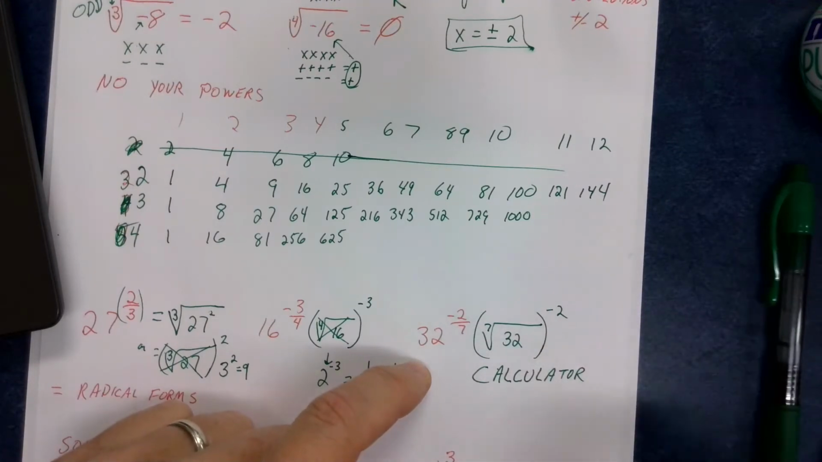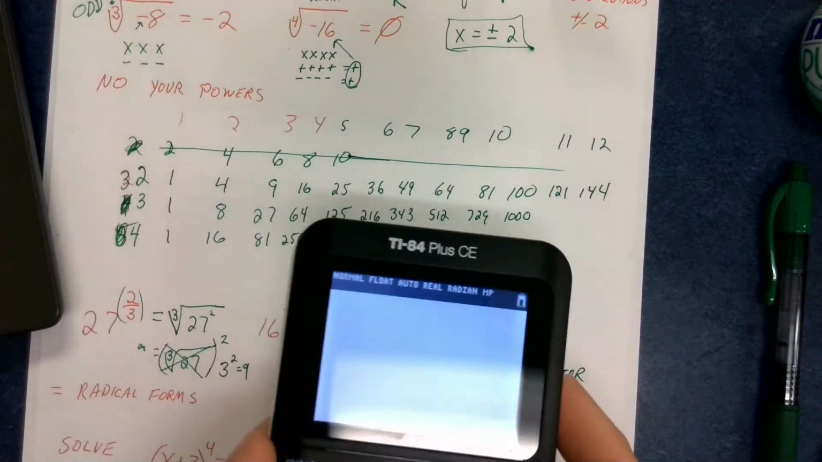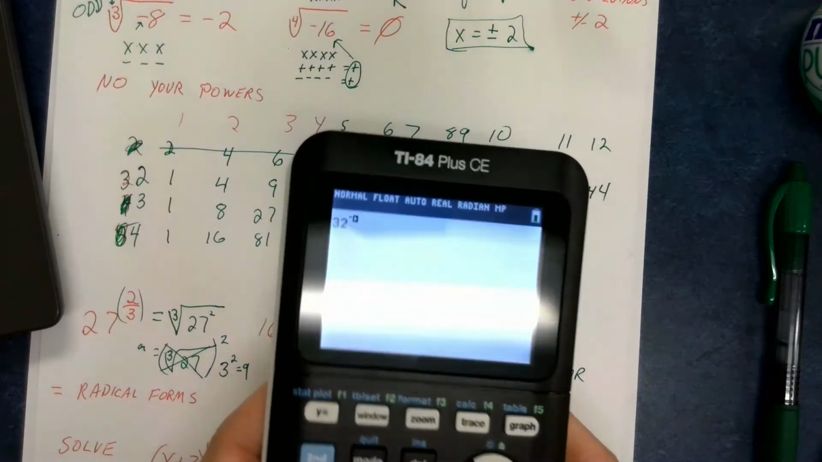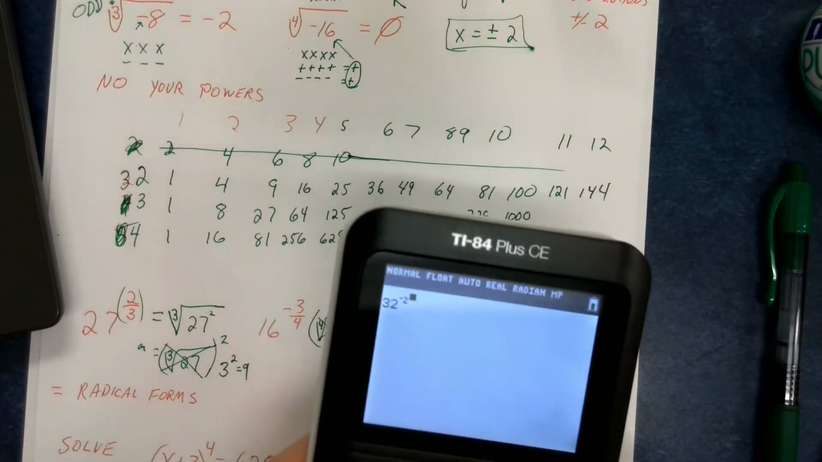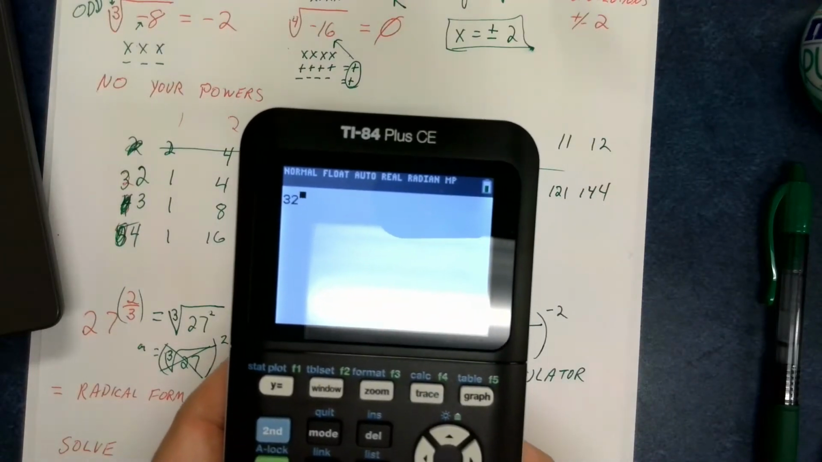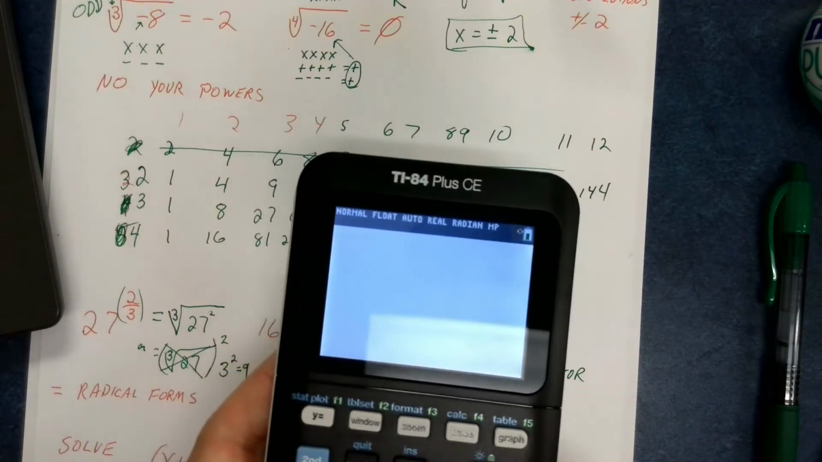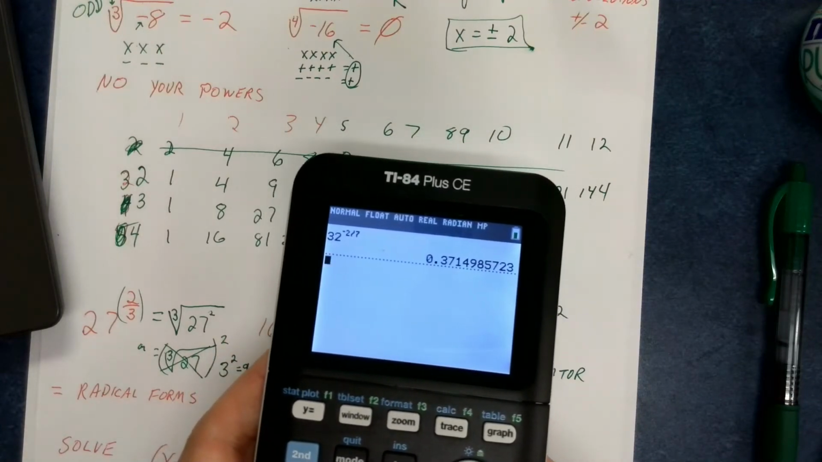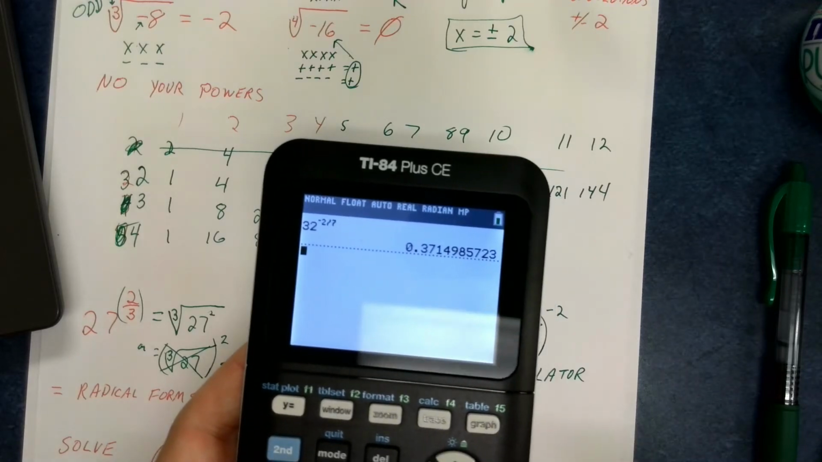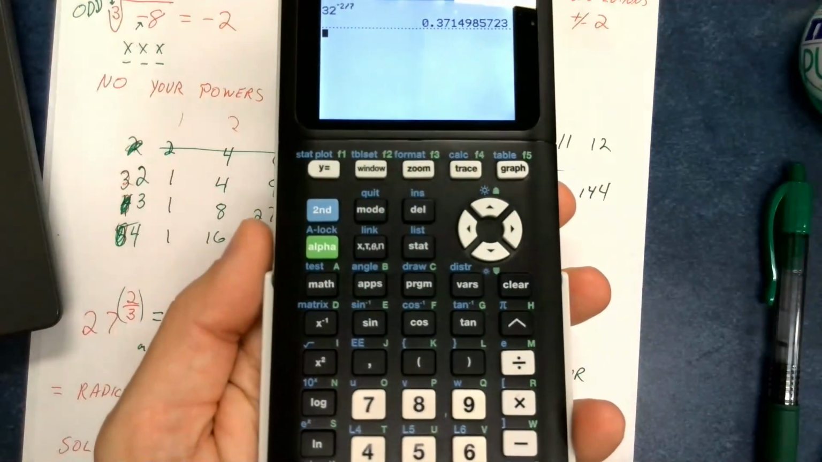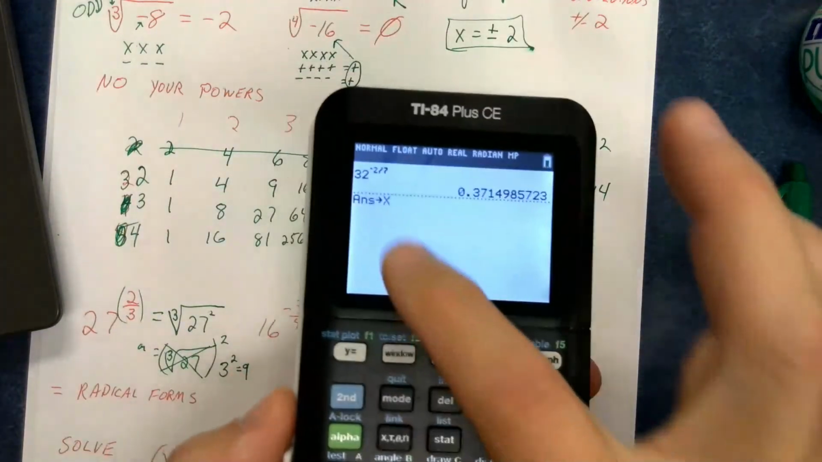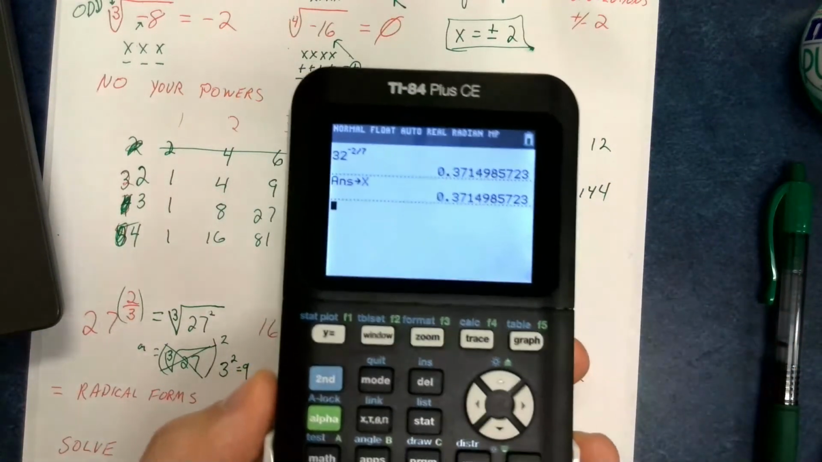Okay, so let's watch it one more time, see what that number is. 32 raised to the negative 2/7, negative 2 divided by 7, like that. I hit enter. And I get that number, 0.371498573. I'm going to show you this on the calculator because it's really good. I'm going to go ahead and store that answer. That's this button right here, STO. I'm going to store that answer in X, just like that. I'm going to enter. So that's that.